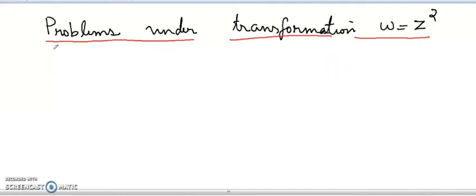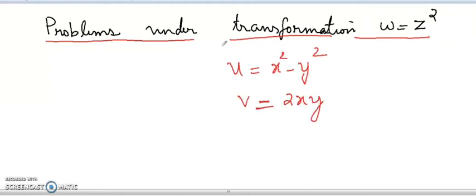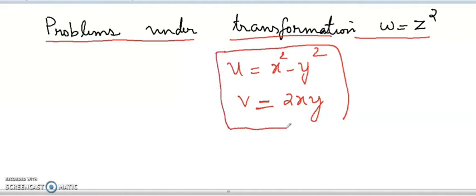So now we'll learn some problems under the transformation W is equal to Z square. Just now we have learned this, right? W is equal to Z square. So let us learn that. In this transformation, U is equal to x square minus y square and V is equal to 2xy.